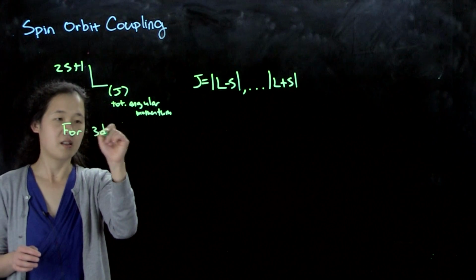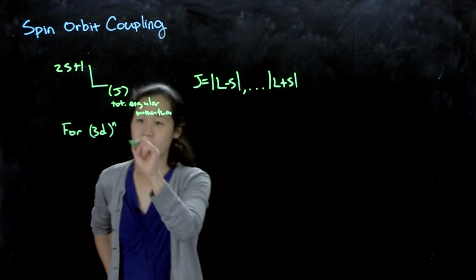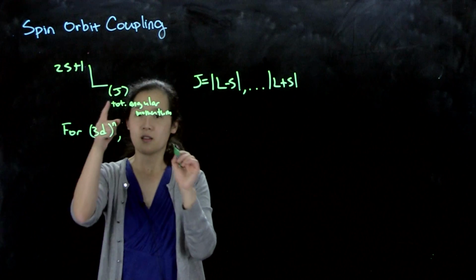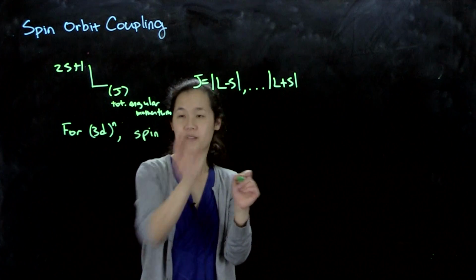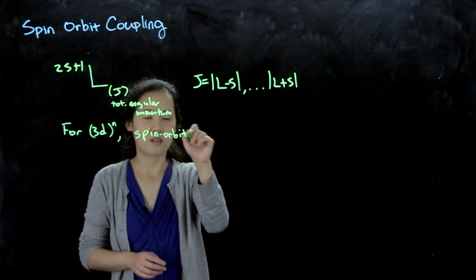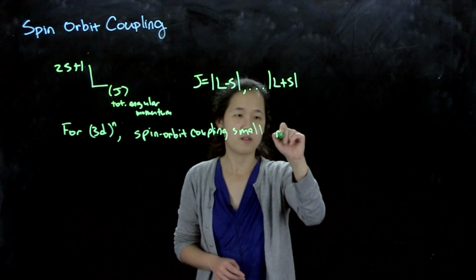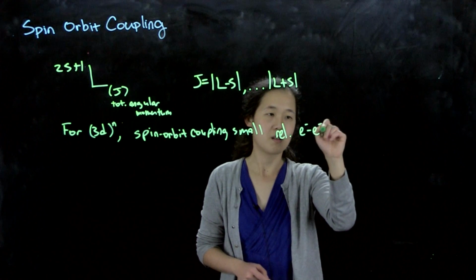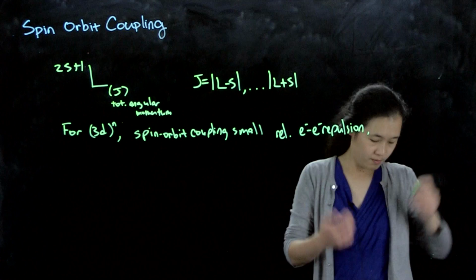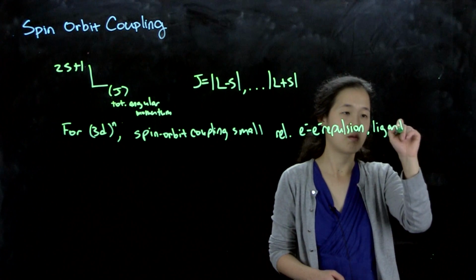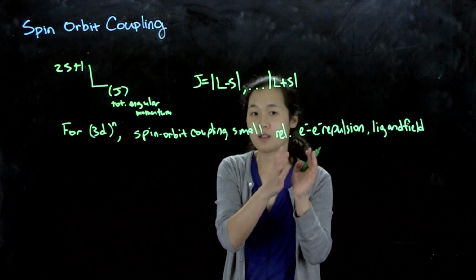So typically, for 3d metals, ions, or molecules with a certain number of electrons, the spin-orbit coupling parameter, like how much these different J values are split, is small relative to electron-electron repulsion, or our ligand field splitting if we have it in a molecule. So spin-orbit coupling still happens. It's going to be smaller in magnitude.